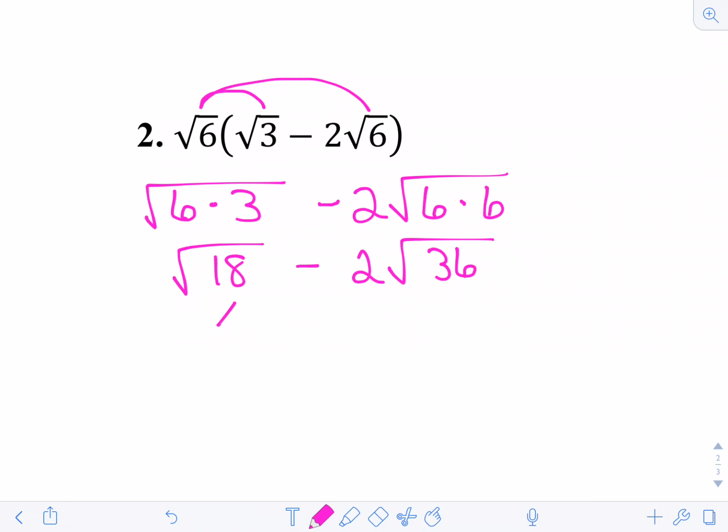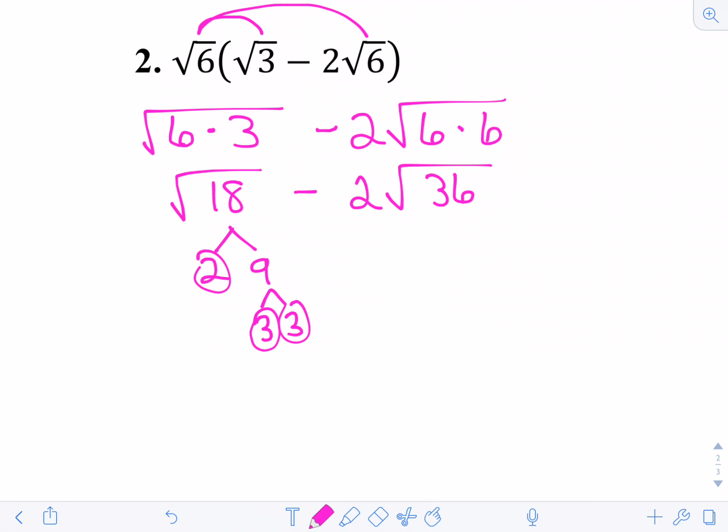So here I have the square root of 18 minus 2 times the square root of 36. So I'm going to go ahead and do my little factor for 18. I could do 2 and 9. That's 3 and 3. So there are my prime factors. When I rewrite this, I have 2 times 3 times 3. So I have my pair of 3's that I can pull out. I have a 2 left over.